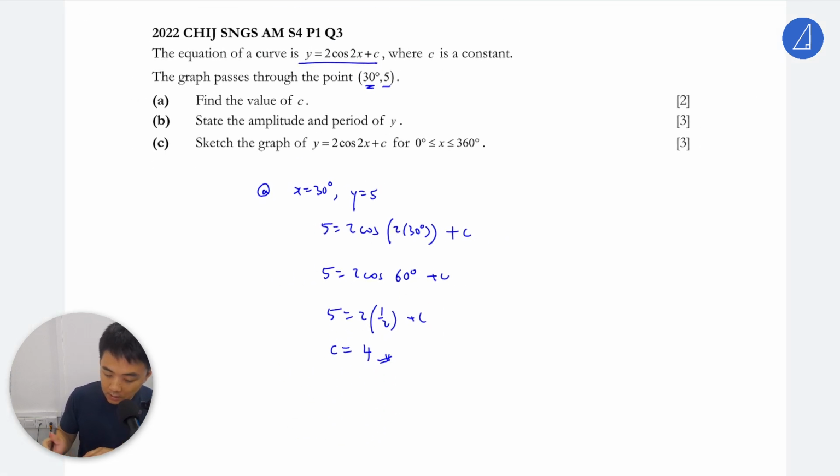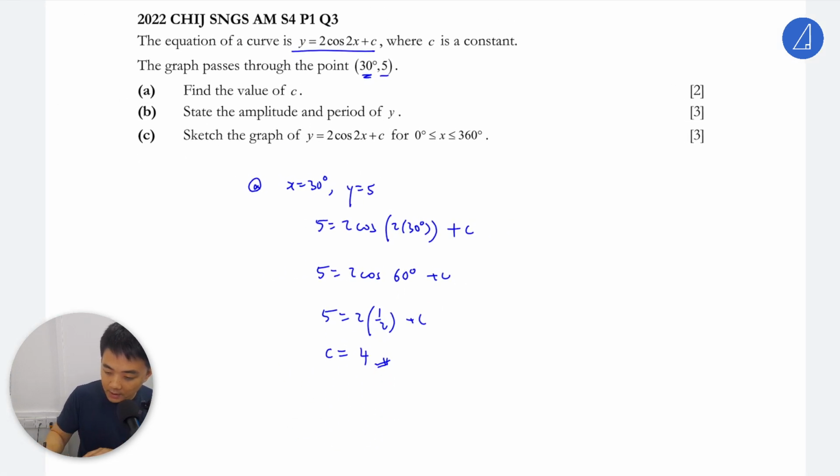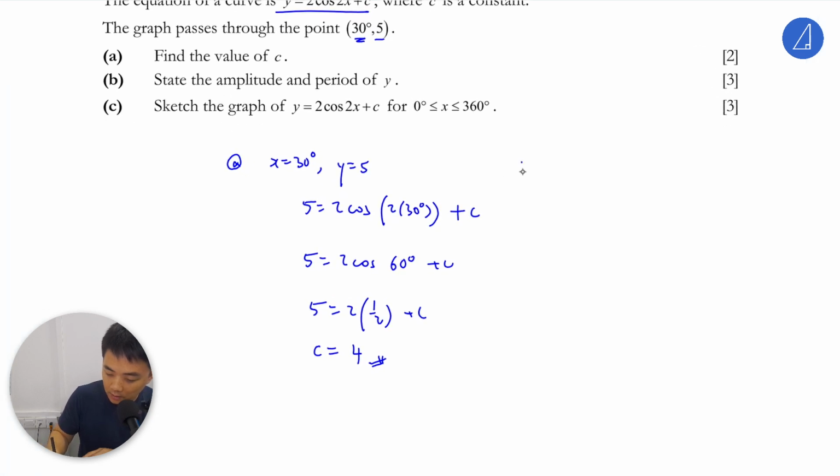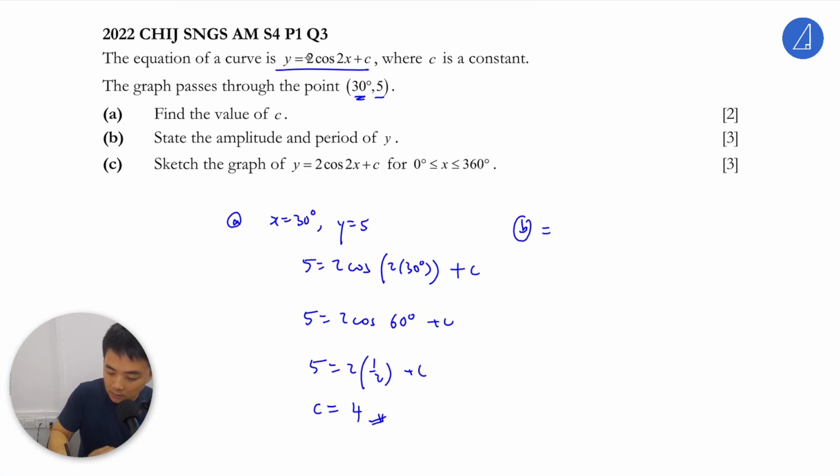Part B. State the amplitude and period of Y. I think that's pretty okay. So the amplitude will be 2. The period of Y will be 360 divided by 2, which is 180.